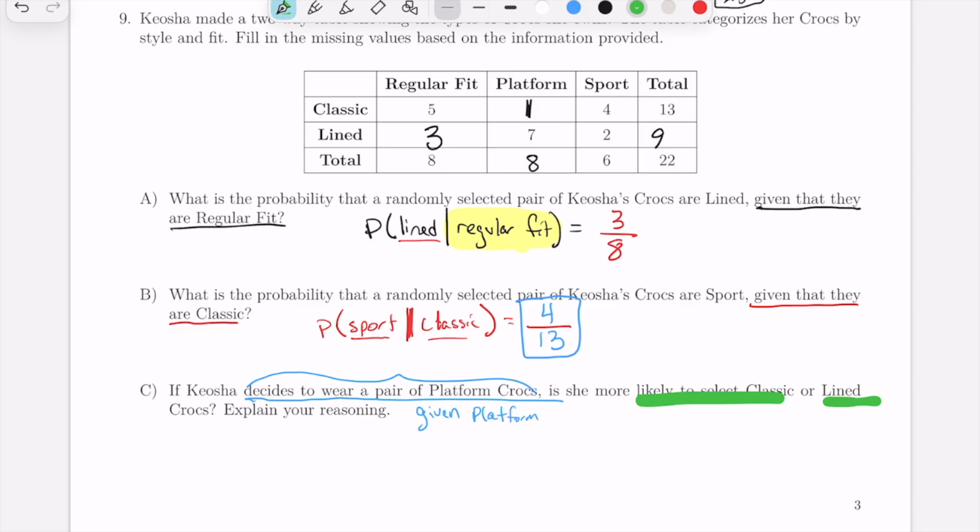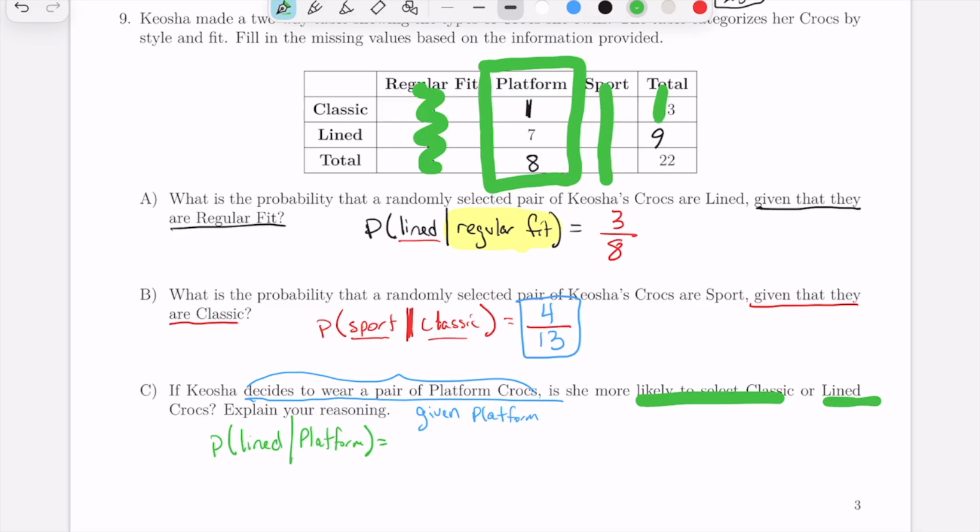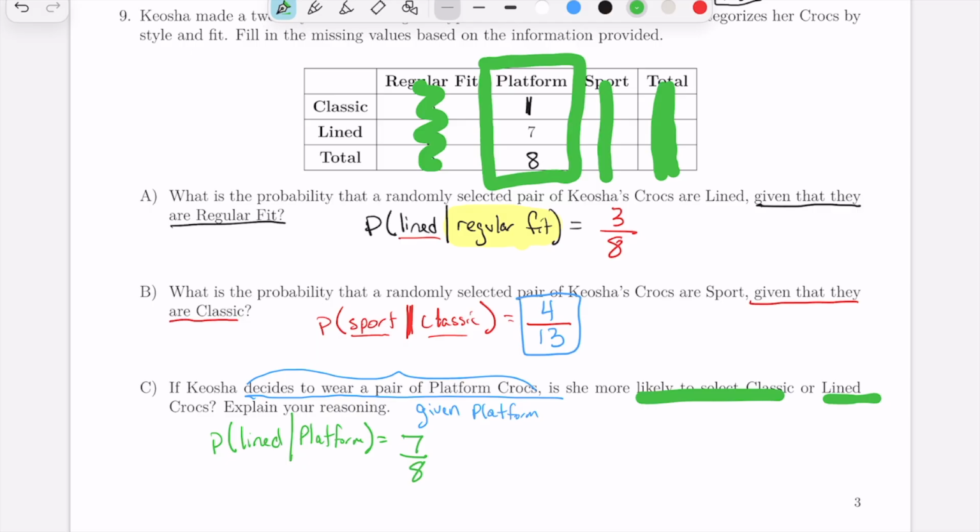Okay, so we can look at it a couple different ways. The probability of, let me write this out using a better notation. So we could say the probability of lined given platform. Remember, we're only looking at the platform ones, so that's inside here. Right, and we'll get rid of those. There. We can only look at those 8 total platform Crocs. And if we look at the lined, we can see there are 7/8.